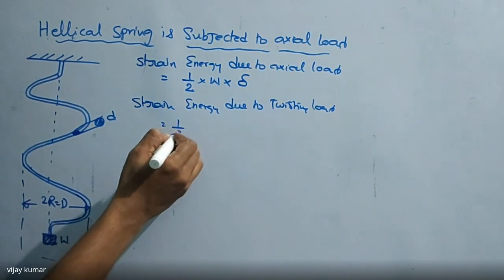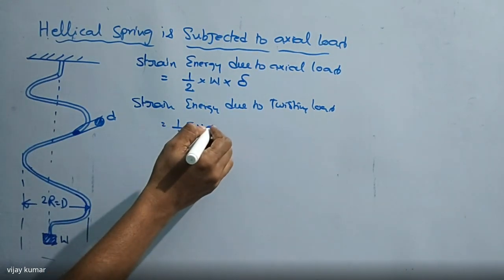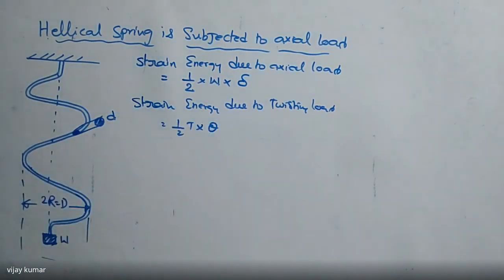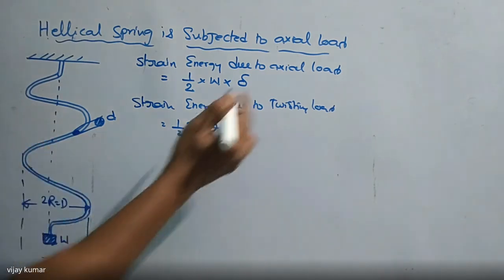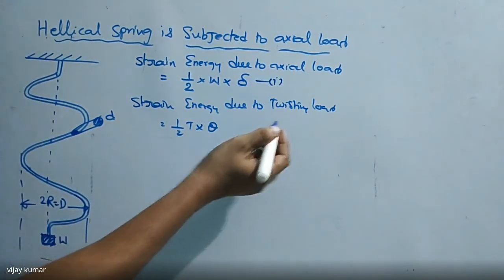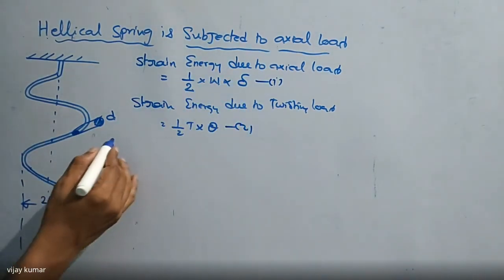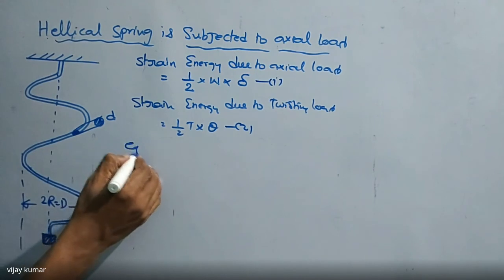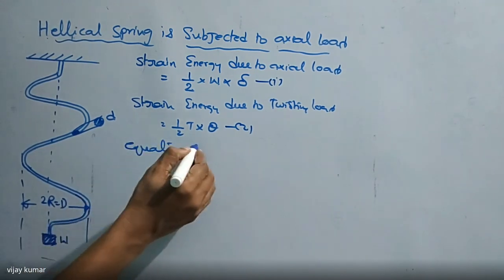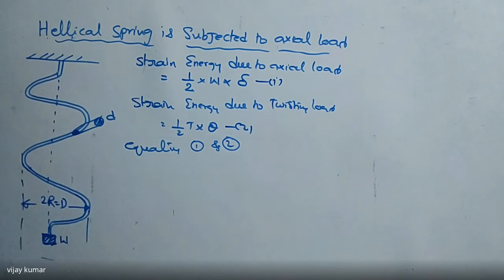That is half into T into how much? Theta. Half into T into theta. Here, the strain energy in the axial direction must be equal to the strain energy under twisting. So both are the same. This is equation number 1 and this is equation number 2. So I'm equating 1 and 2.